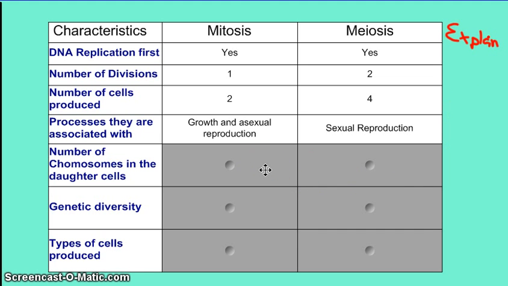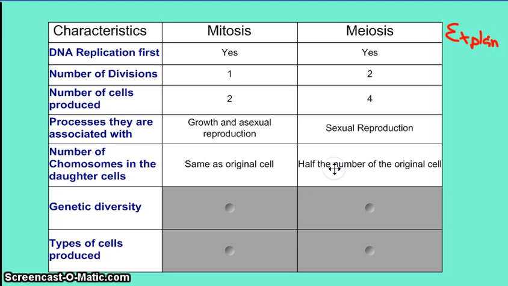Number of chromosomes in the daughter cell. Number of chromosomes is the same as the original in mitosis because we're making cells that are identical to the original. And in meiosis, it's half the number of the original cell. Again, this is important so that the chromosome number can be returned to the original number after sexual reproduction.